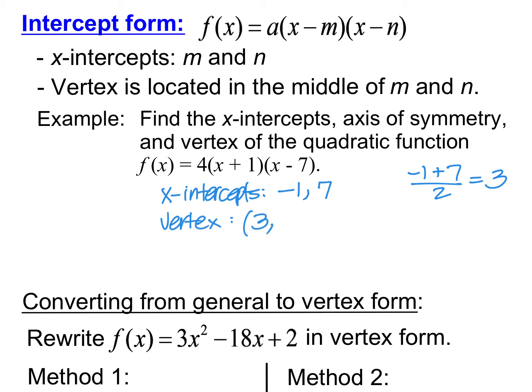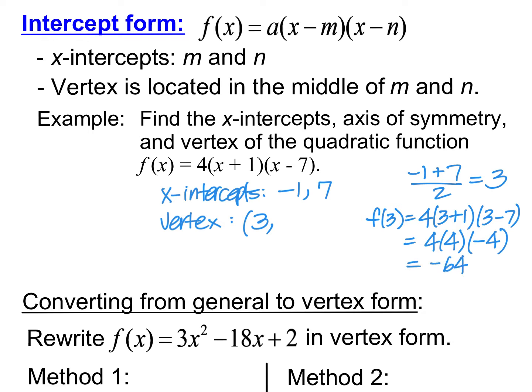3 comma what? Well, we're going to plug it in. So f(3) = 4(3 + 1)(3 - 7). So that's 4 times 4 times negative 4, which is negative 64. So negative 64 is the y coordinate of my vertex. And the axis of symmetry is going to be x = 3.